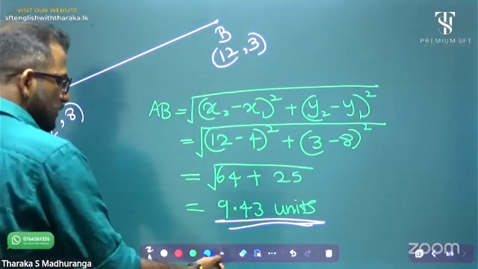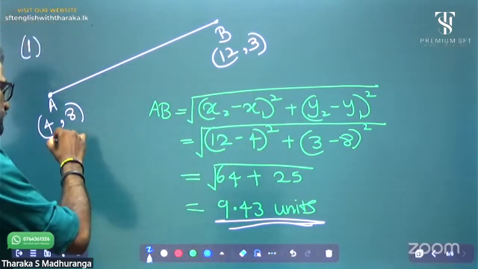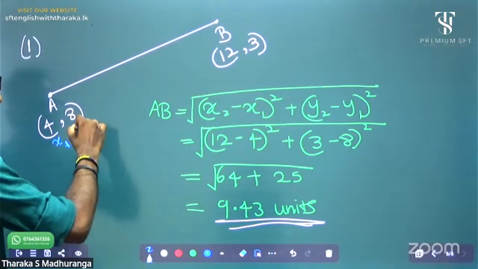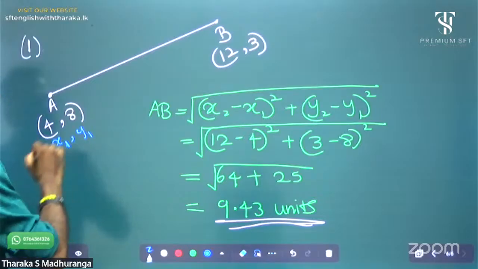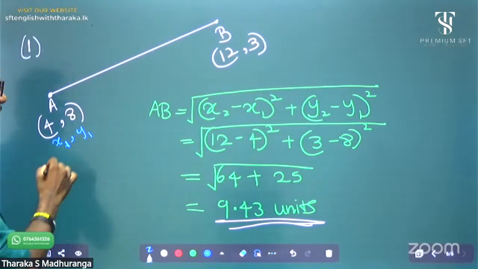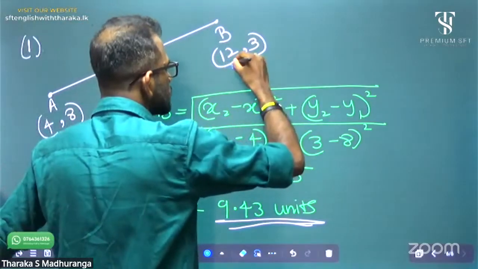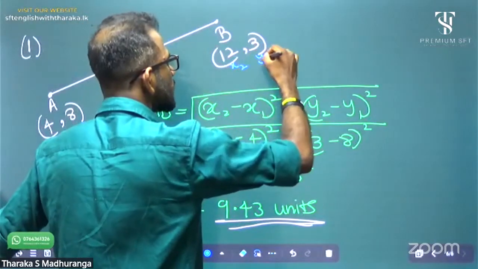This is a method. Think this is the x1. This is x1. This is y1, the first y value, the first y coordinate. This is x2 and this is y2.